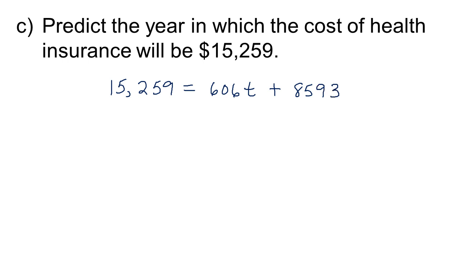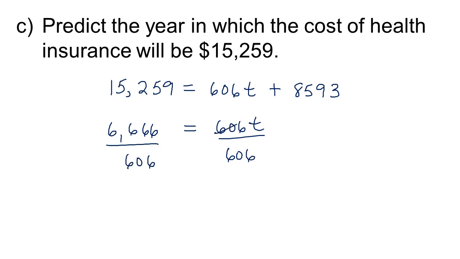To solve this equation for T, we subtract 8,593 from both sides. That gives us 606T is equal to 6,666. And now we'll divide both sides by 606. The 606 divides out on the left side, and 6,666 divided by 606 is 11. So now we want to go 11 years beyond 2007, so that year would be 2018.